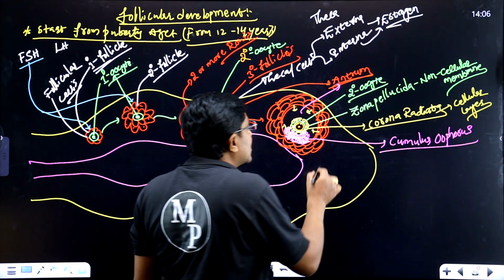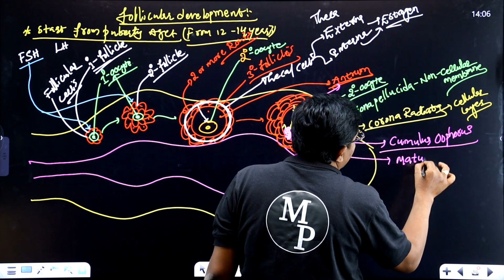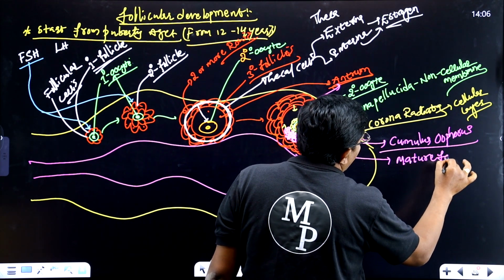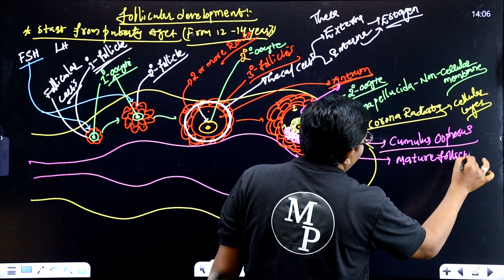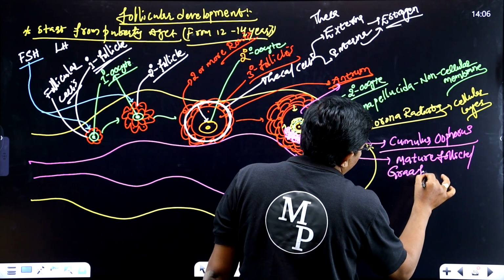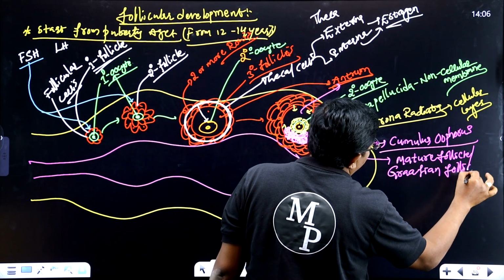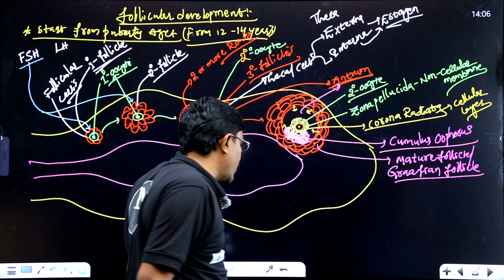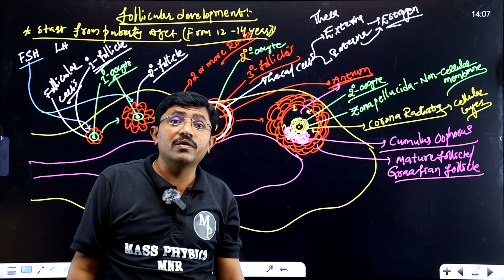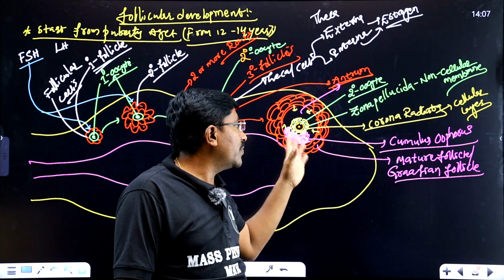After that, it is converted into the mature follicle. The mature follicle is also called a Graafian follicle. It is a very important thing, the Graafian follicle.